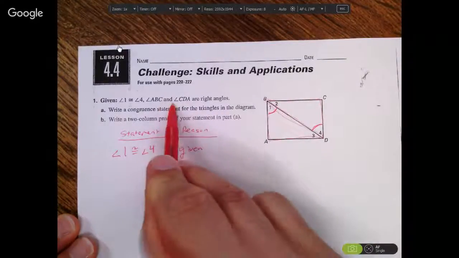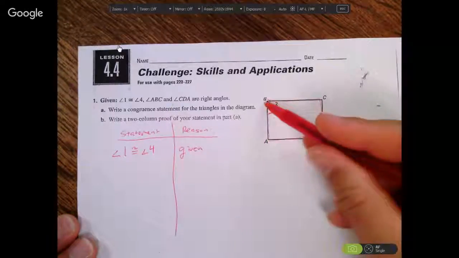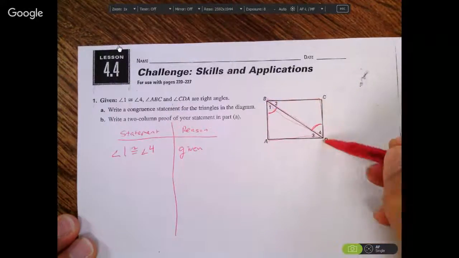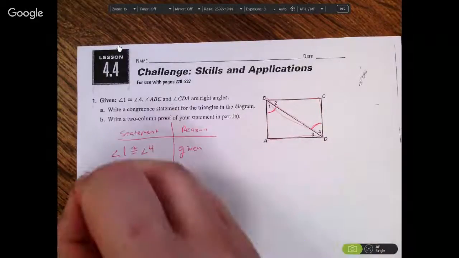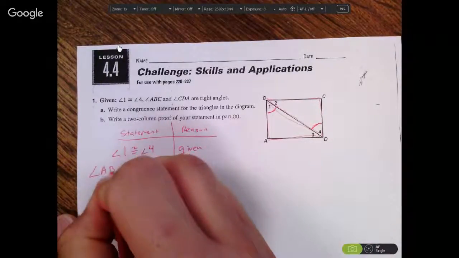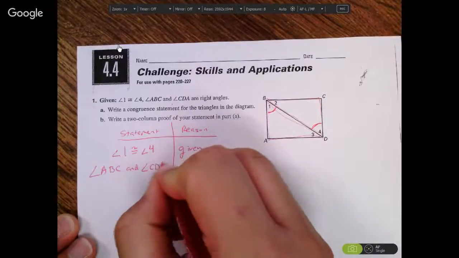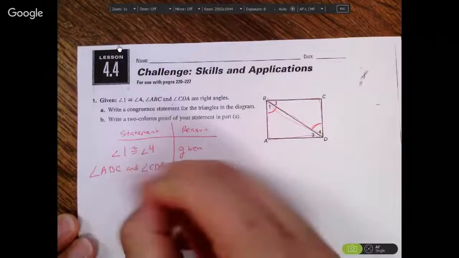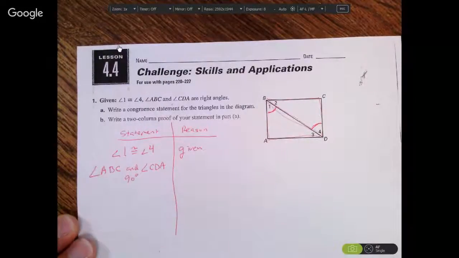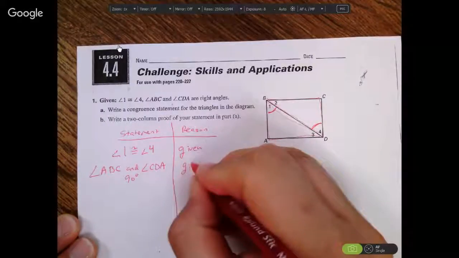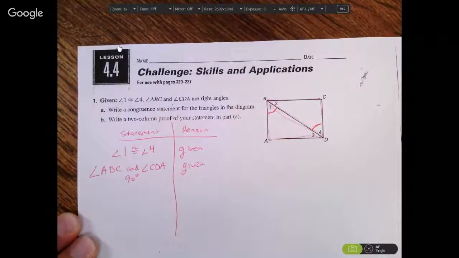Then they tell me that angle ABC is 90 degrees and angle CDA is 90 degrees. So angle ABC and angle CDA, 90 degrees. I don't like making that on two spots, but why do we need to write that if it goes through the other triangle? It says ABC, which goes through both triangles. Right. So we're gonna use that.